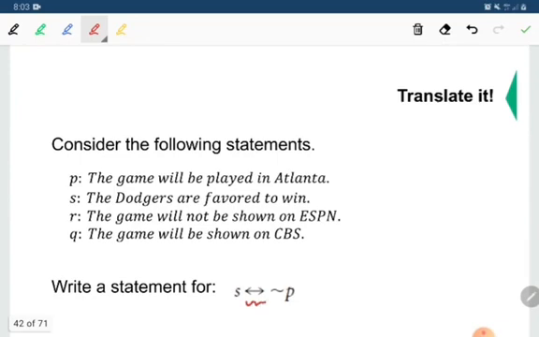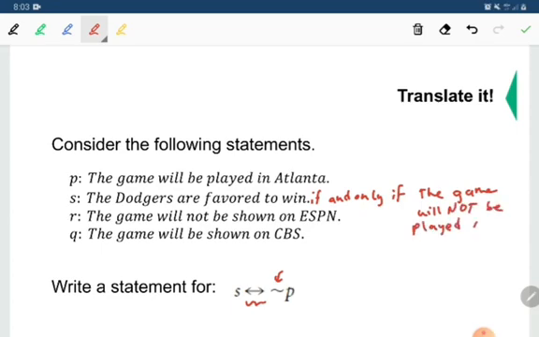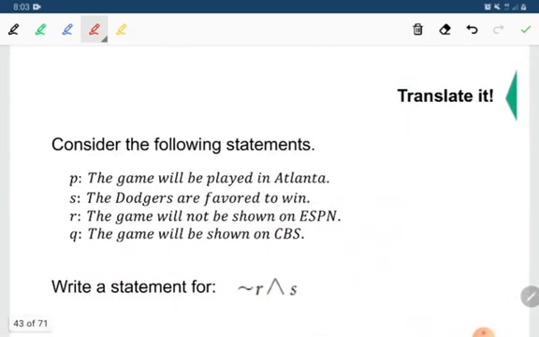You have this. If and only if, and then negation of P. So what's S? The Dodgers are favored to win. If and only if the game will not be played in Atlanta. You have a negation, so you should reverse this P. Negation of R, and then conjunction, and then S. Conjunction between the negation of R and S.